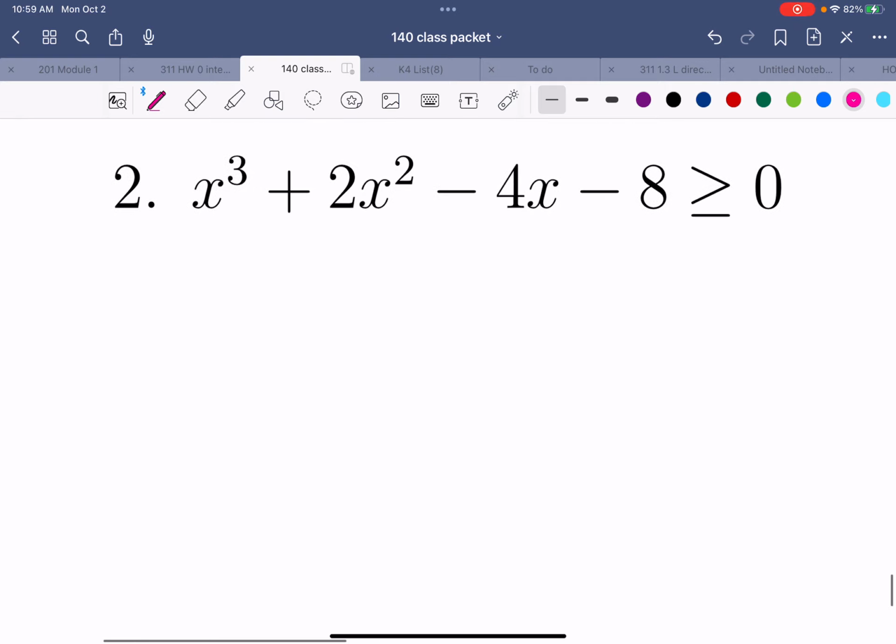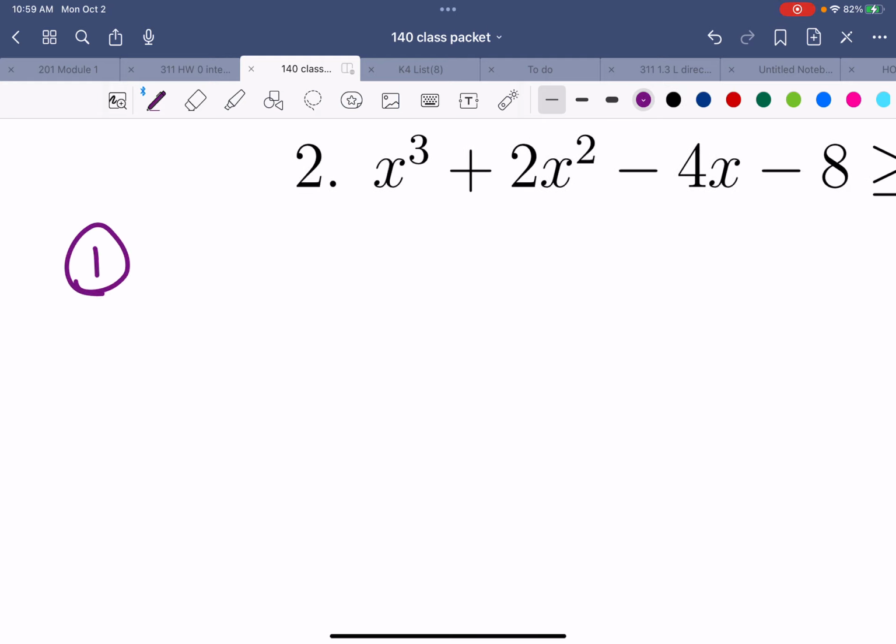This one has a cube, but we're going to start out exactly the same way. We've got a 0 on one side, so we can go ahead and solve this. And we're going to start by solving the equation. So we're going to start by solving x cubed plus 2x squared minus 4x minus 8 equals 0. This one has 4 terms and it's cubic, so we're going to try to factor by grouping.